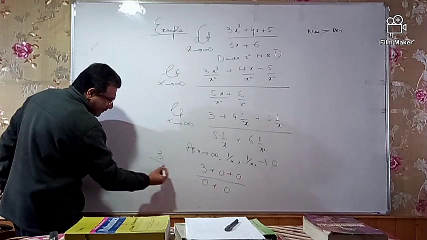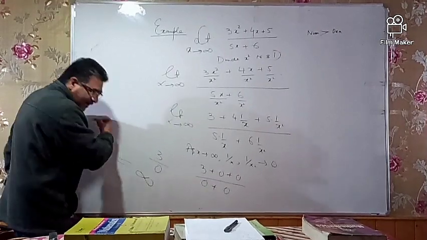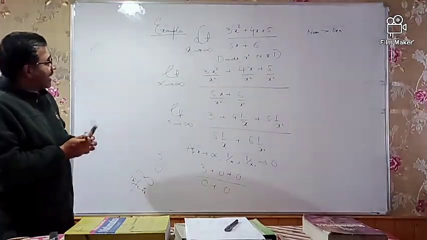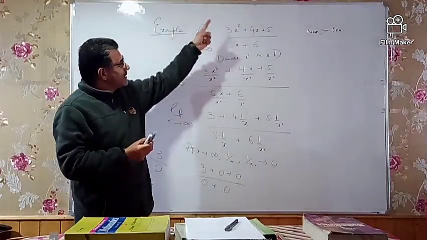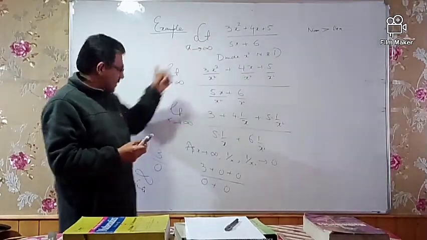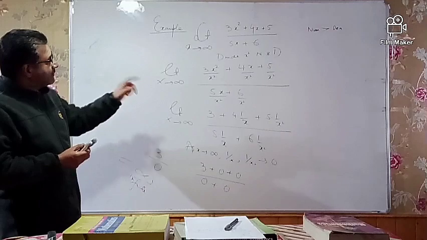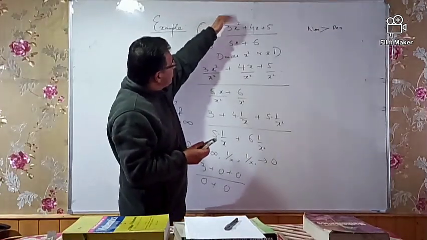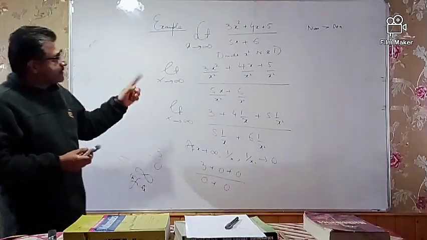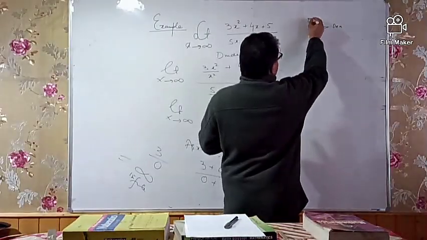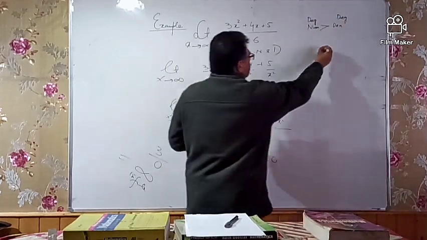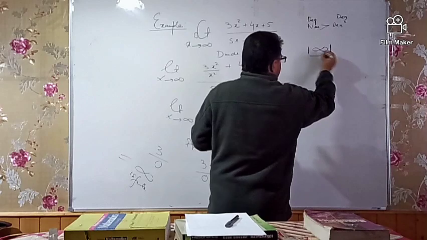That means 3 divided by 0. That means the limit is infinite. So it will go to infinity. That means if x tends to infinity, then the limit of this function will also become infinite. Now this is when the degree of the numerator is more than the degree of the denominator. Then always the answer is infinity. Once the degree of numerator is greater than the degree of denominator, then the answer is always equal to infinity. You have to remember this thing.